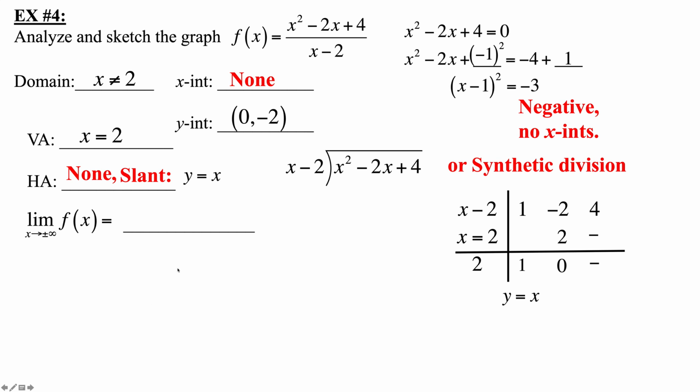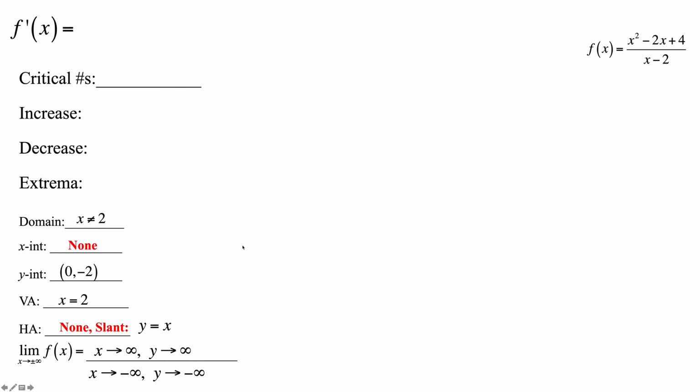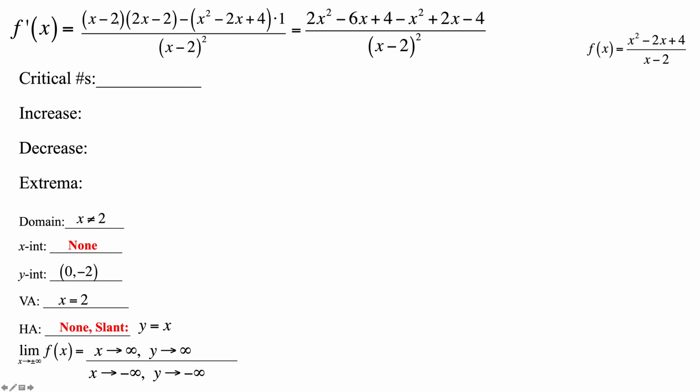So that's a line with a positive slope. So when x gets bigger to infinity, so does y. But as x goes to negative infinity, y goes to negative infinity. All right, first derivative. Oh, geez. Quotient rule again. All right, x minus 2 squared on the bottom. Start with x minus 2. Derivative of the top, 2x minus 2.